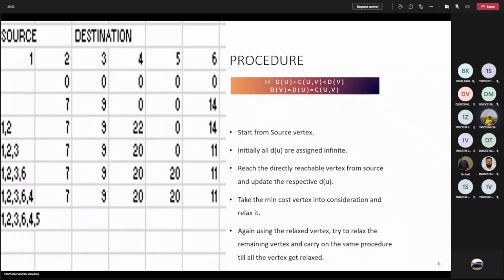Again, we will find the minimum weight and we will relax that vertex and try to reach the other vertices. Similarly, during this procedure, we will reach the destination, and 1, 2, 3, 6, 4, 5 will be the shortest path for reaching the destination. And here's the basic algorithm which I have just explained.